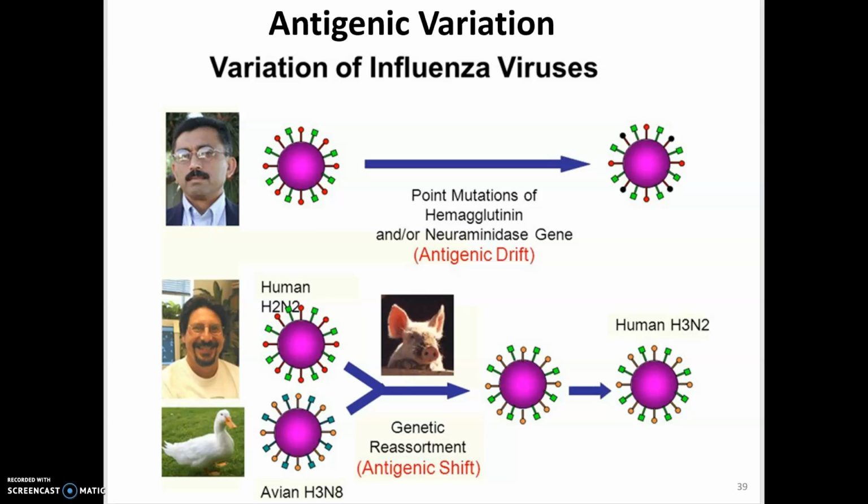What happens is these two viruses get into the same cell in a common organism, and genes between the two viruses switch. So we end up with two viruses going into a cell and a brand new virus that we've never seen before coming out of the cell. And this is called antigenic shift.